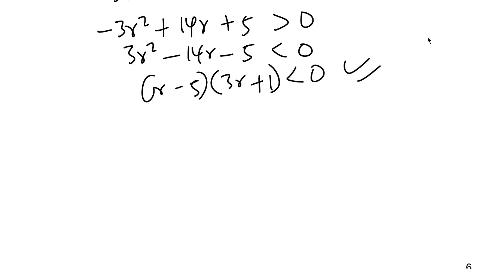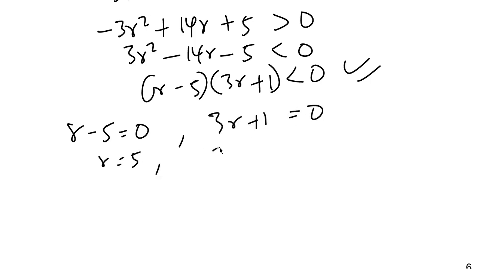So your job is to solve this quadratic inequality, and you are not intended to stress yourself. Once you are given a quadratic inequality, what do you do? Equate each component to 0. If you equate r minus 5 to 0 and then 3r plus 1 to 0, that will be r is equal to 5, or 3r plus 1 is equal to 0, which is r is equal to minus 1 over 3, isn't it?